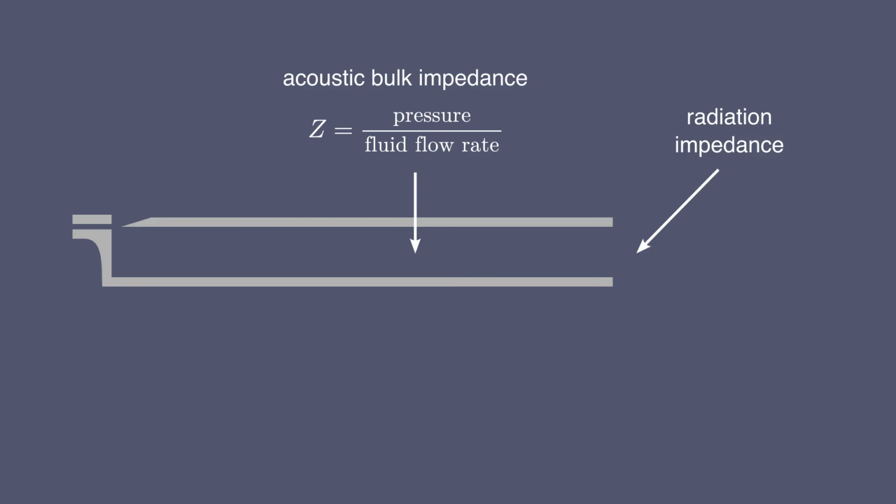That's useful, but to calculate the radiation impedance, we need to know how efficiently this opening radiates acoustic waves. And if we know that, then we already know how much is reflected. It's the part that's not radiated. So this doesn't help to explain the physics.